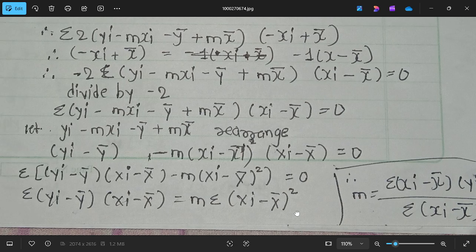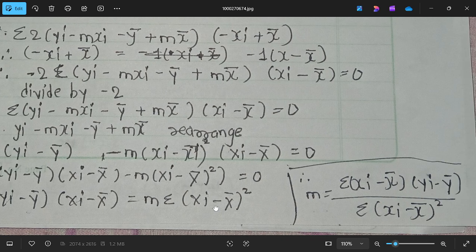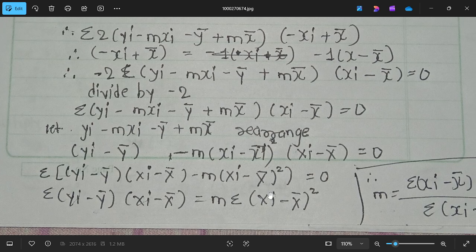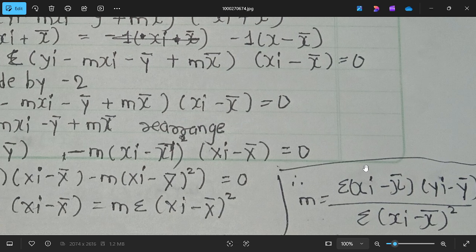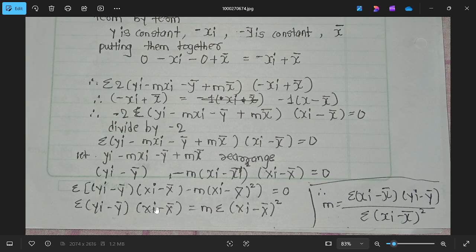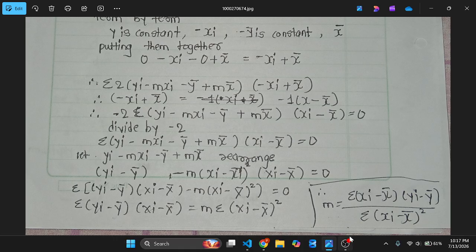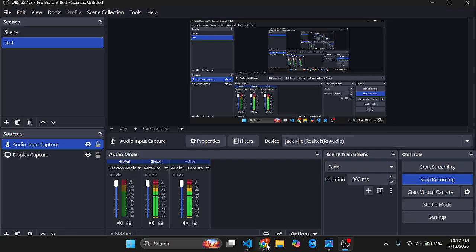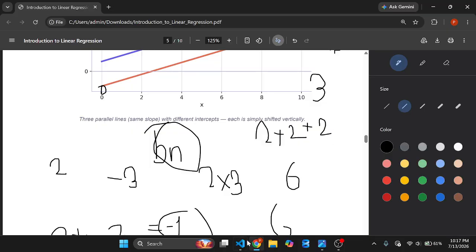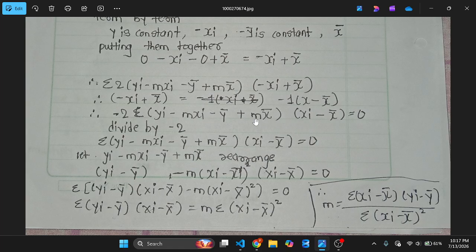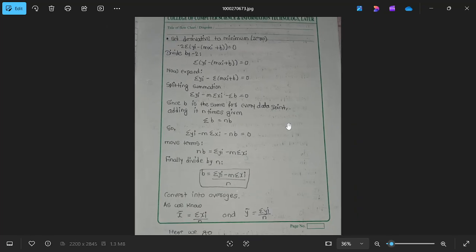Then what we are going to do here is take this from here to here. It is in multiplication here, so it will come into division, and we will get our m value. So this is our m value here, and we have our m and b. Now we can calculate our y pred.